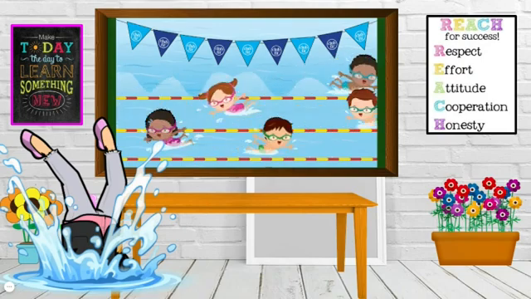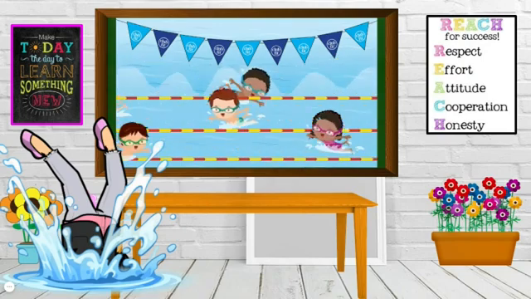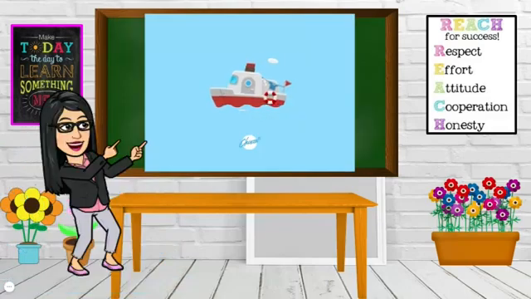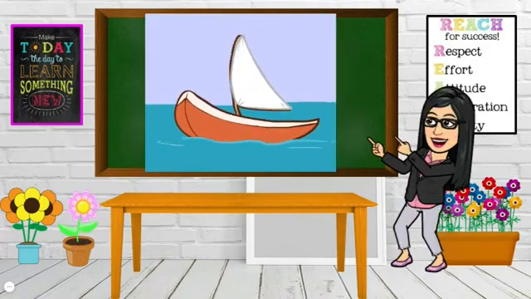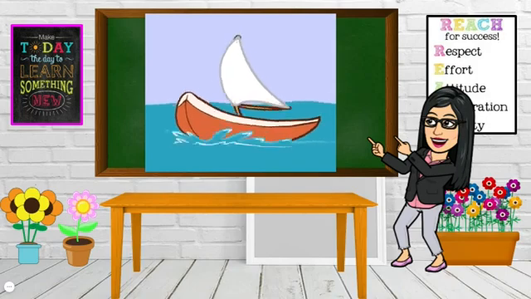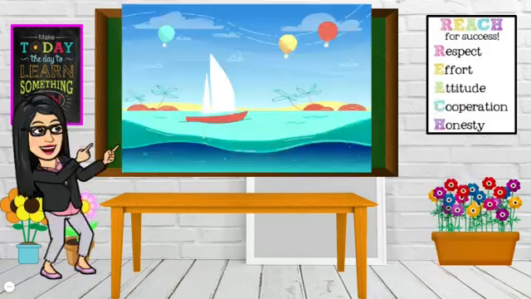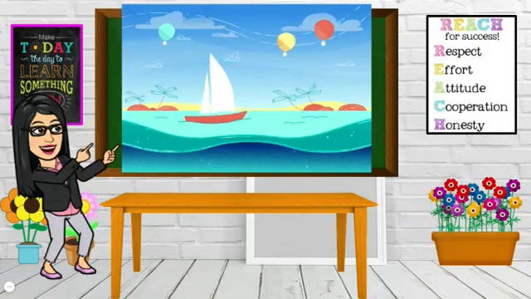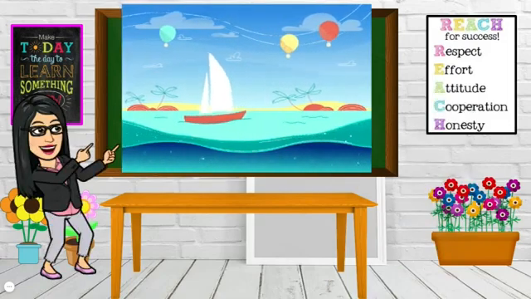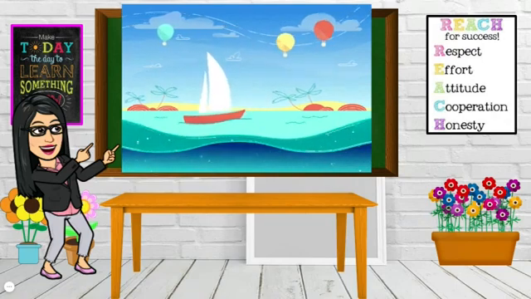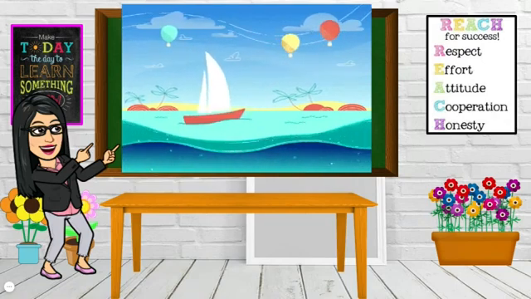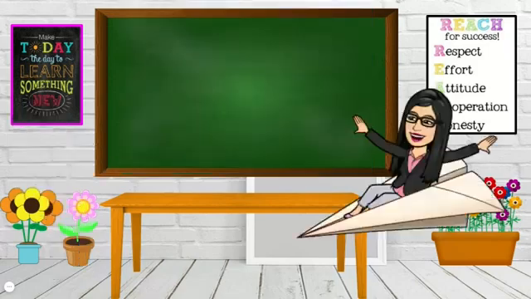Now kids, think about this. Why do boats and ships float on water? Boats and ships float on water because the upward push of the water is greater than their weight. So now is it clear why boats and ships float on water? Okay, very good. So now, please ready your paper and pencil.